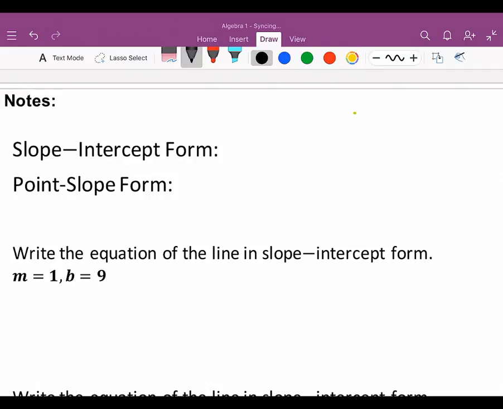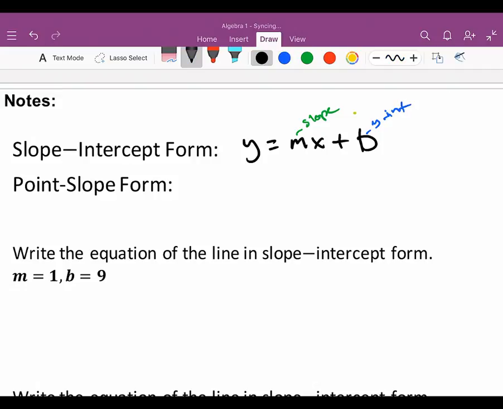Slope-intercept form, if you remember, is y equals mx plus b. Okay. Remember, it's slope-intercept, so there are two things to that equation. There's a slope and there's an intercept. m is your slope. b is your y-intercept. All right, kind of a review. But now what's new is the point-slope formula.